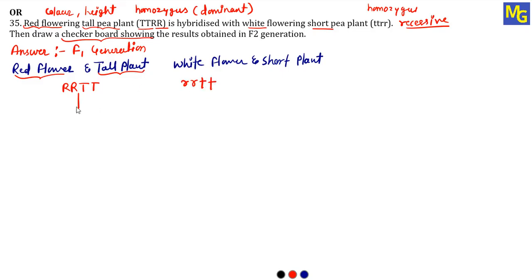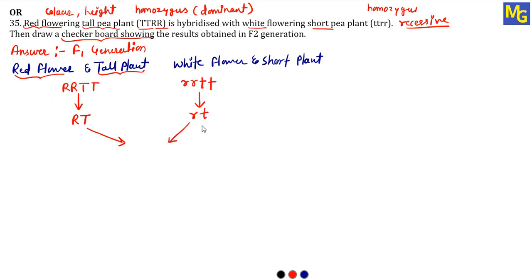Now what are the genes we are going to get from the capital R? We will write one capital R. Capital T, we will write one capital T. Small r, we will write one small r. Small t, we will write one small t. And once we cross this, we are going to get the F1 generation.